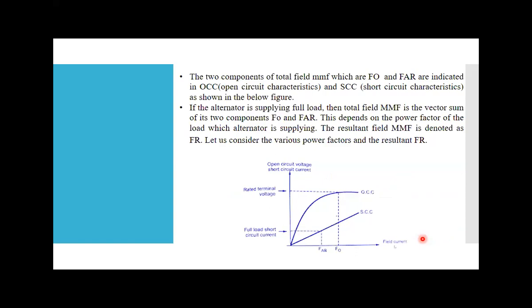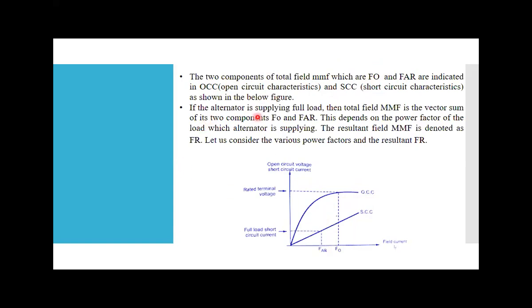Now you can see here, this is the short circuit test and this is the open circuit test. We have given two terms. One is FO. FO is the field MMF for the open circuit test, and FAR is the field MMF for the short circuit test. So you can see here the two components of total field MMF, which are FO and FAR. FO is for the open circuit characteristic and FAR is for the short circuit characteristic. You can see here.